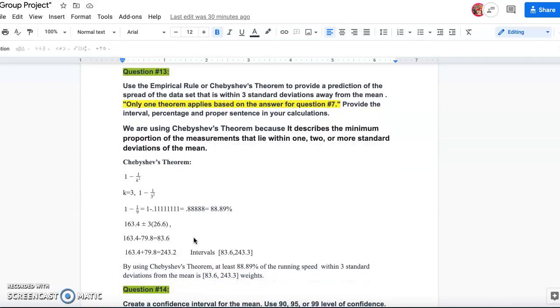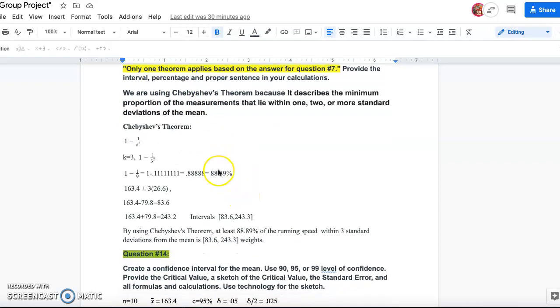And then for question 13, this is what I got. I put at least 88.89% of the running speed within 3 standard deviations of the mean is 83.6 to 243.3, and our units is weights, so I used weights.